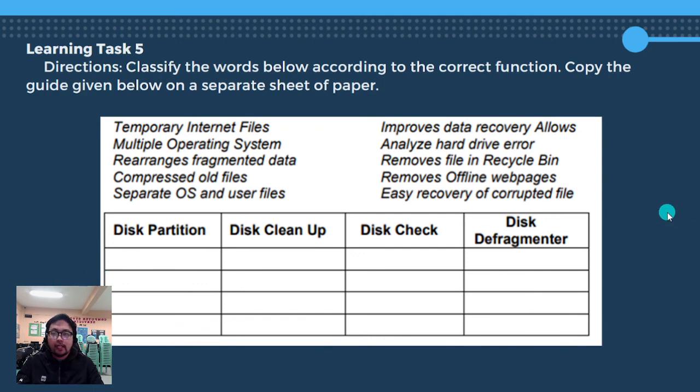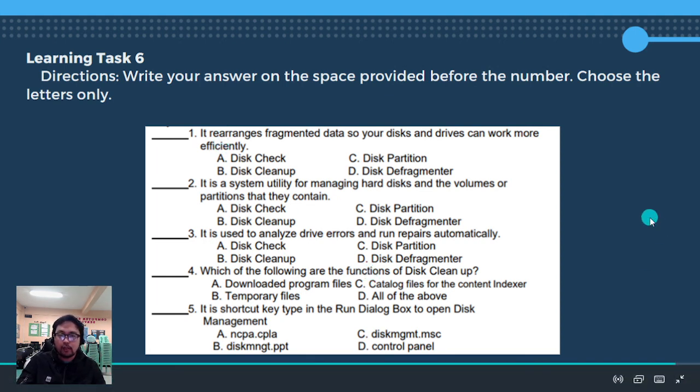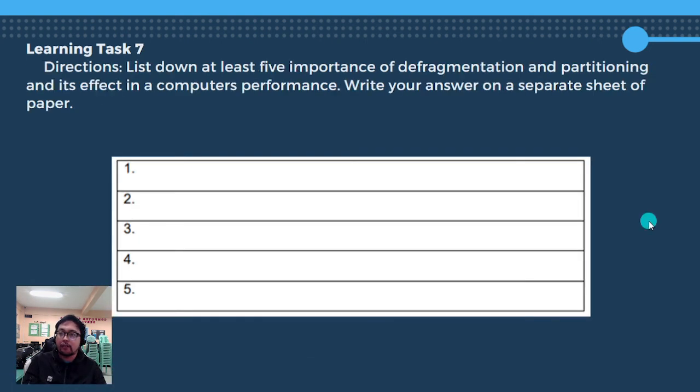Okay. Next, we have the learning task number 6. So, multiple choice lang to. Gagawin nyo lang, you're going to choose the letter of the correct answer. So, sagot na lang yan. And then, last is yung learning task number 7. So, you're going to list down at least 5 importance ng defragmentation and partitioning and its effect in a computer's performance. So, dito natin makikita if nakinig kayo kanina.